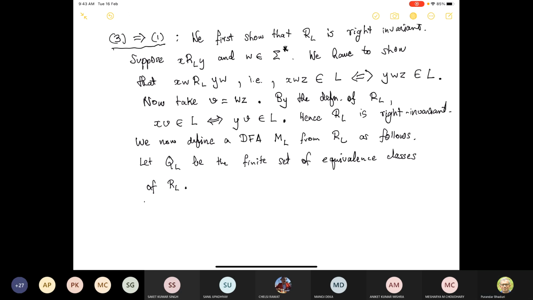And define delta L. This is just a notation. Let [X]_L be the element of QL containing the string X.